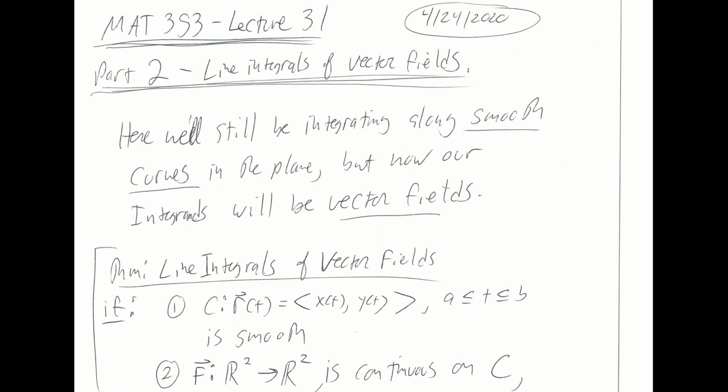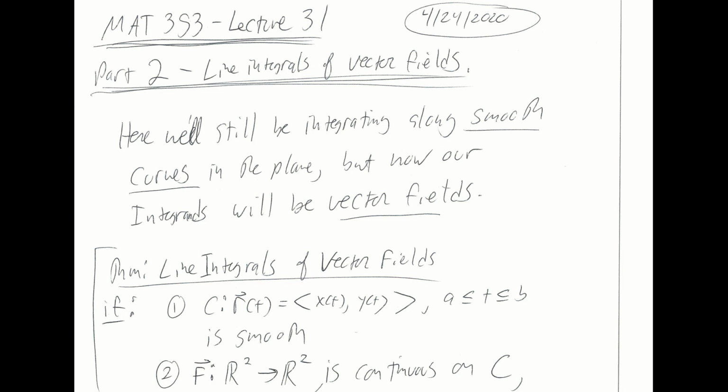We are now going to talk about line integrals of vector fields. In part 1 we talked about line integrals of scalar valued functions. Now we're going to discuss line integrals of vector fields. So we're still going to be integrating along smooth curves. All the discussion that we had of smooth curves still applies, but now our integrands will be vector fields instead of scalar valued functions. So the primary theorem for this topic is given here, line integrals of vector fields.